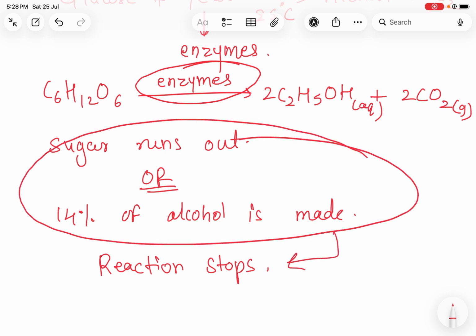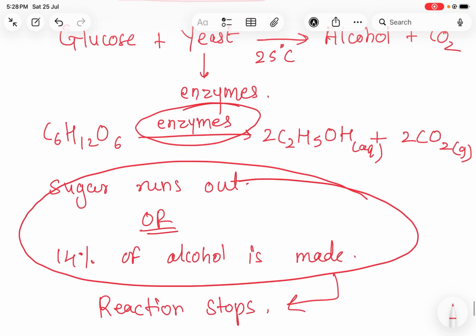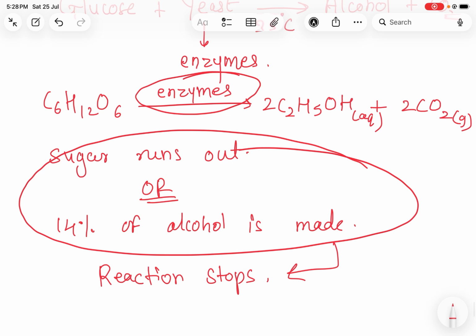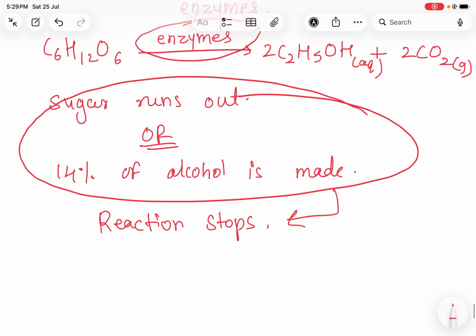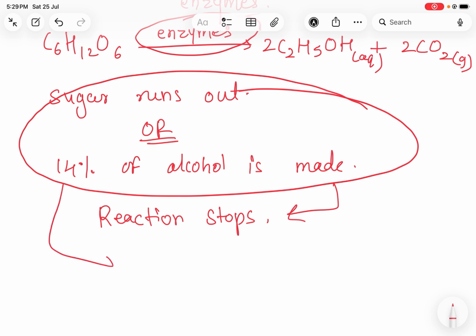In both these cases the reaction is going to stop. It is very simple that definitely sugar is important for the reaction. So if the sugar is completely converted to alcohol, the reaction cannot move further. Also, if 14% of the alcohol is made, it is toxic for the yeast. 14% alcohol is toxic for yeast, and so it will die, and hence the reaction stops.